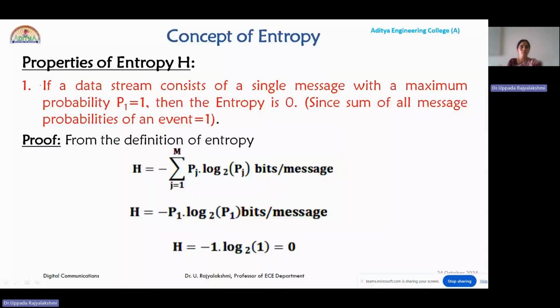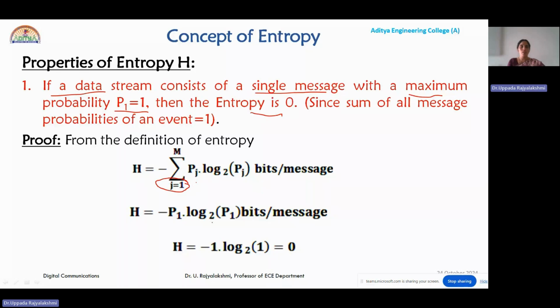Let us move to the properties of entropy. The first property: if a data stream consists of only one message, with maximum probability P1 equal to 1, then the entropy is 0. Because the entropy expression is H equal to minus summation j equal to 1 to M of p suffix j log p suffix j base 2. But here the property says only one message exists, so let us assume only j equal to 1 exists.